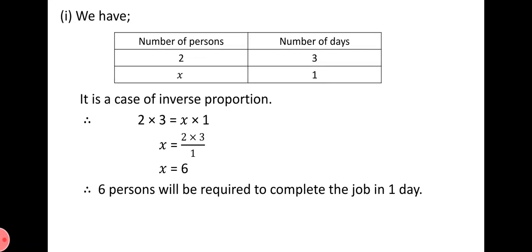Next, and the last question of the exercise and also of this chapter, that is question number 11. A school has 8 periods a day, each of 45 minutes duration. How long would each period be if the school has 9 periods a day, assuming the number of school hours to be the same? It is asked that for the same school hours, if there are 8 periods, each period is 45 minutes. But if the number of periods is increased to 9, what will be the duration of each period?